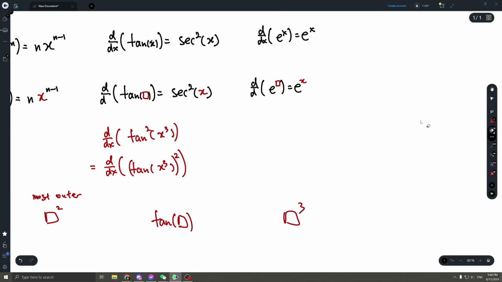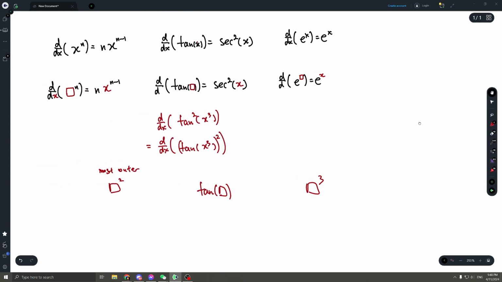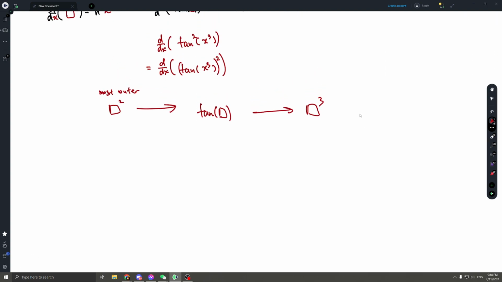And then what's next is I still have the x cubed left, and this obviously follows the power rule again. So those are the three functions there are for this question, I guess. This is the most outer. You do that first, and then you do the tan, and then you do the cube. So in practice, it would look something like this.